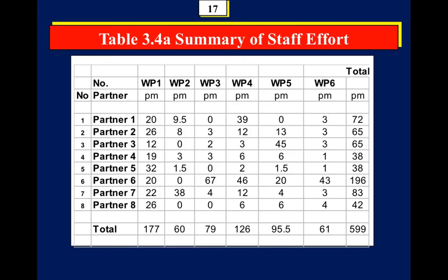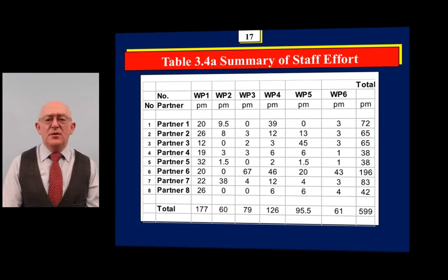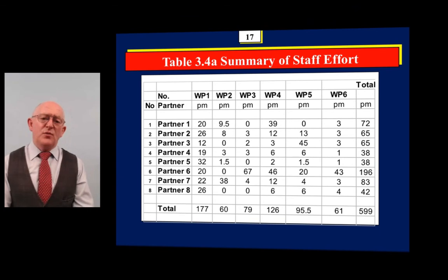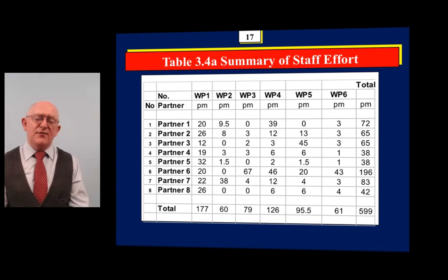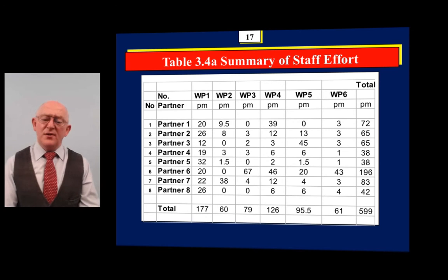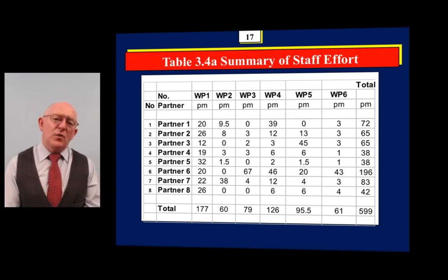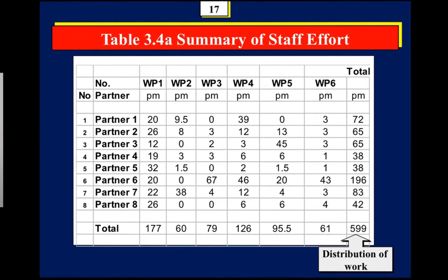Now, table 3.4a is called the summary of staff effort, and when I was evaluating proposals, this was one of the first tables I looked at. What it shows on the top are the different work packages, and on the left-hand column the different partners. Now, at first glance, it's difficult to see what information I am looking for, but what I look for is the right-hand column here.